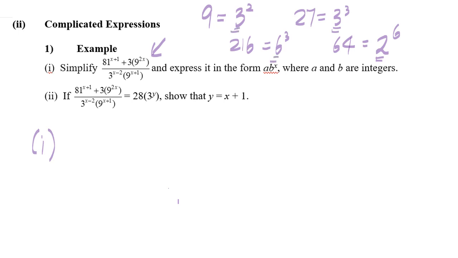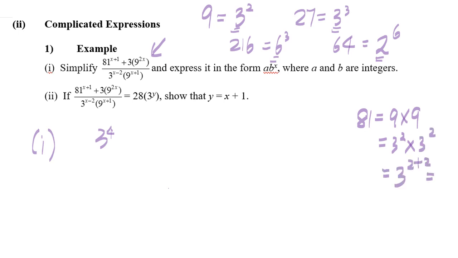If you look at 81, 81 is 3 to the power of 4. If you're not too sure why 81 is 3 to the power of 4, 81 is 9 times 9, and 9 is 3 to the power of 2. So that will give us 3 to the power of 2 plus 2, which gives us 3 to the power of 4. Alternatively, you can use a calculator and do trial and error.